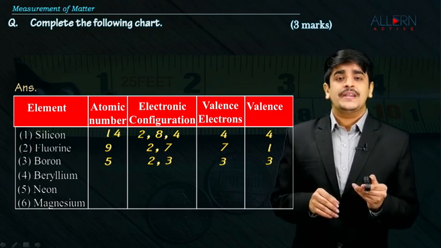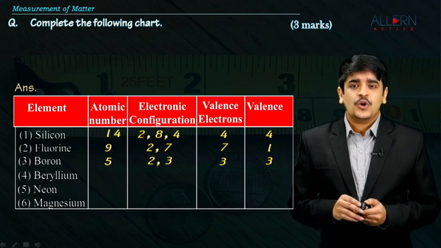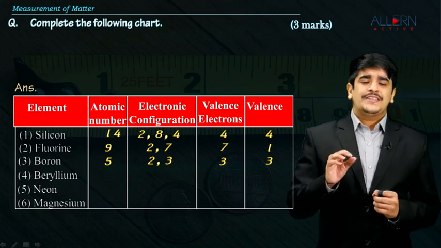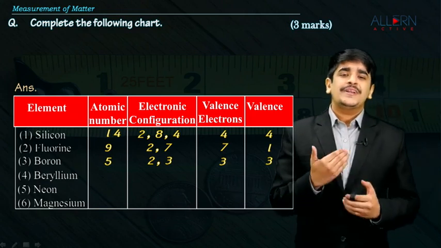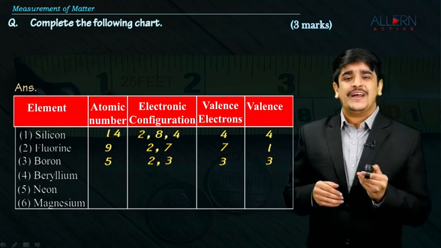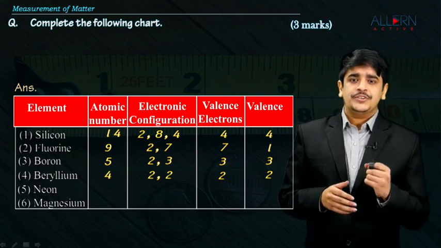We have beryllium. As far as beryllium is considered, its atomic number is 4. Configuration is going to be 2,2. It is going to have 2 valence electrons. Great. The nearest noble gas is again helium. To reach there, it is going to lose 2 electrons and therefore the valency is going to become 2. So that's my answer.